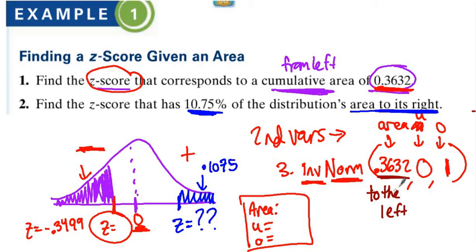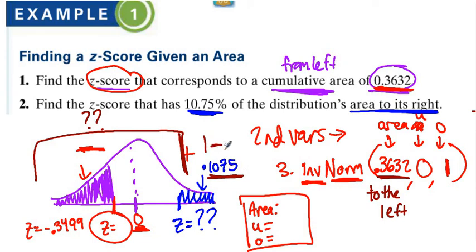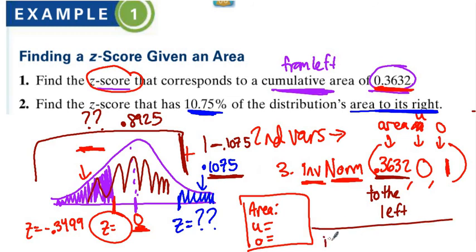So how do we deal with area to the right? If there's 10.75% of the area to the right, what would the area to the left be? Hopefully you remember that the total area is 100%. So we would do 1 minus 0.1075, and we get 0.8925. That is what all this is right here. You would do inverse norm, same thing, but now we are putting in area to the left.